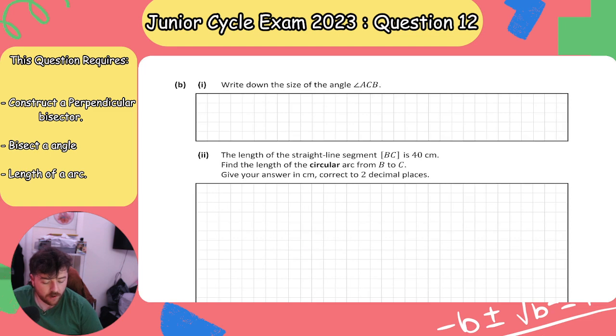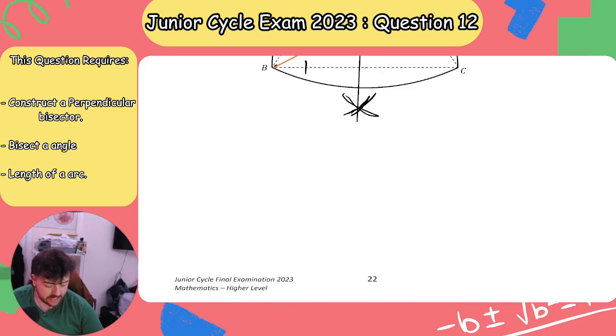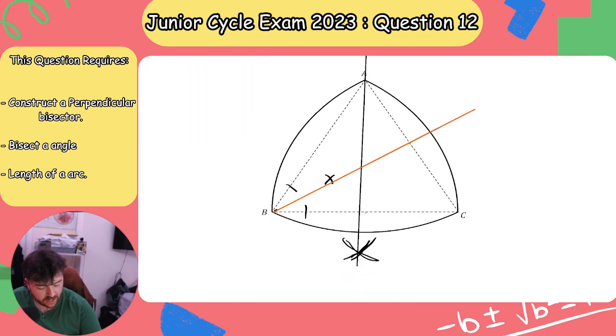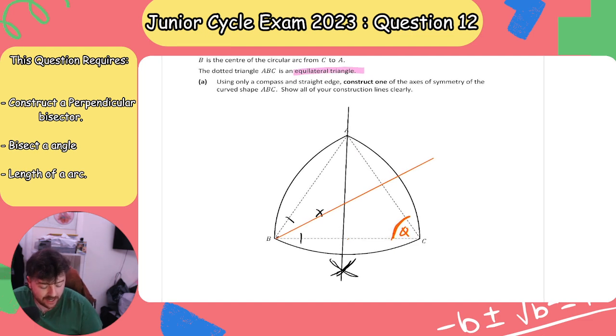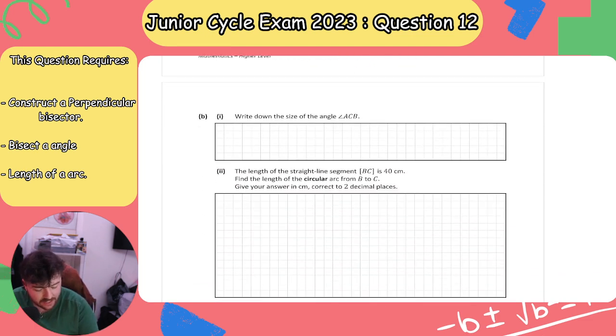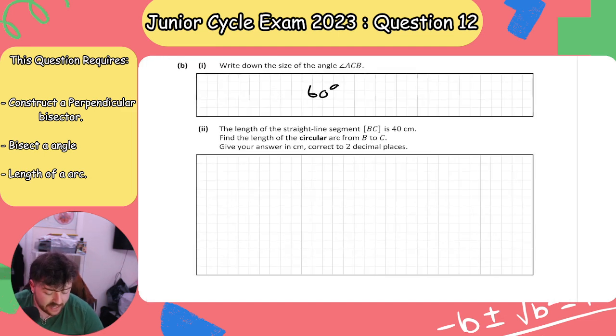Part b(i). Write down the size of the angle ACB. So they're looking for this angle here. What do we know? We know it's an equilateral triangle, so each angle is 60 degrees. That was a nice, easy question they gave us. And now finally, part c.